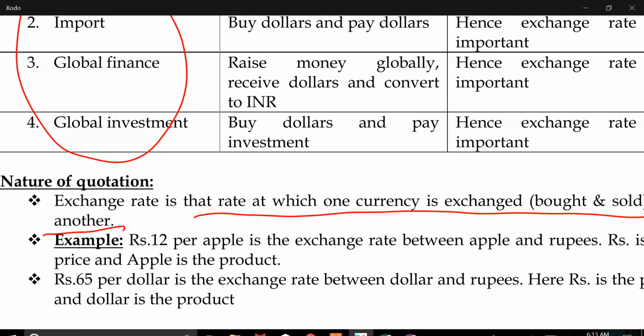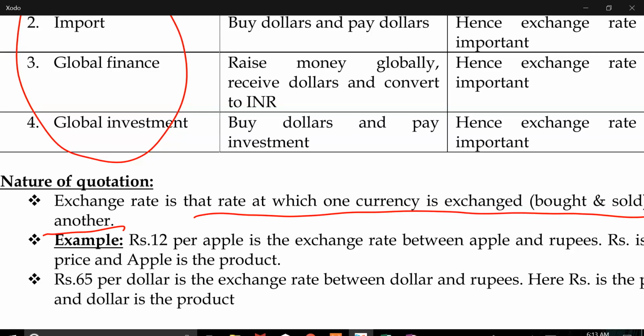That can be an exchange rate. This is what used to happen earlier, the barter system. In a barter system, you used to exchange apples with oranges, apples with wheat, rice with wheat, all of that. And then something came up called money. So money became a mode of exchange of the products.